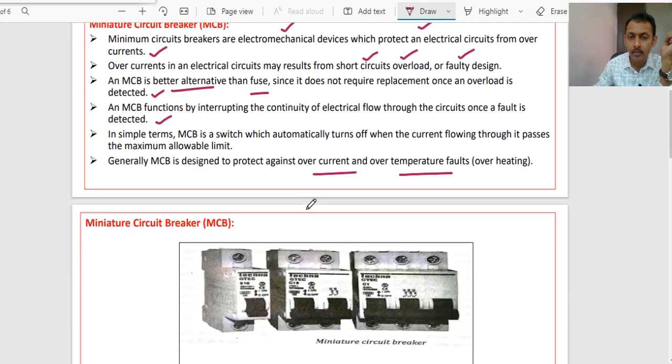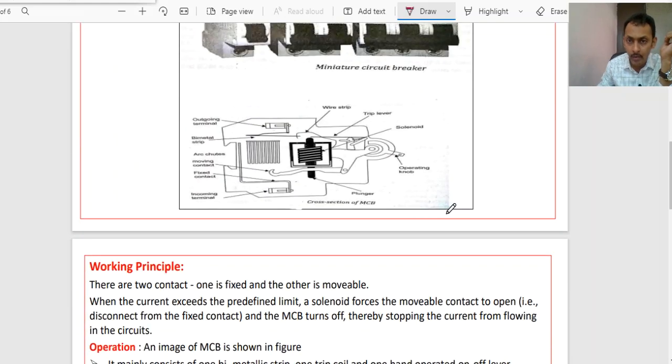So this is the diagram for an MCB. It is going to have a solenoid, an operating knob, and a fixed contact. This is the fixed contact, and we will have a moving contact, and we used to have a bimetallic strip like this. These are the different components present in the MCB.